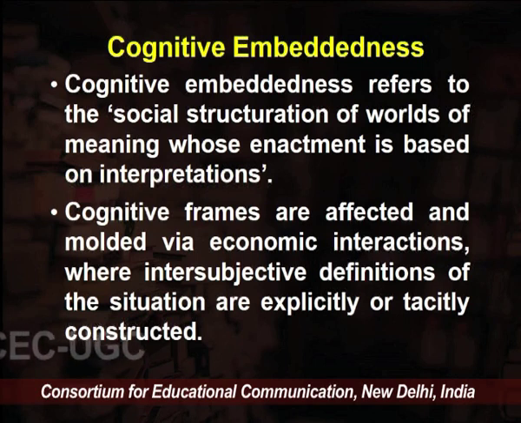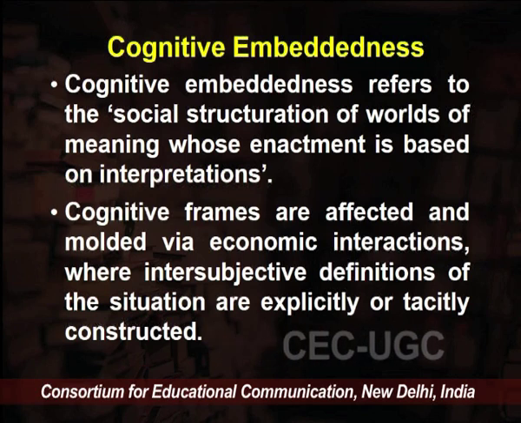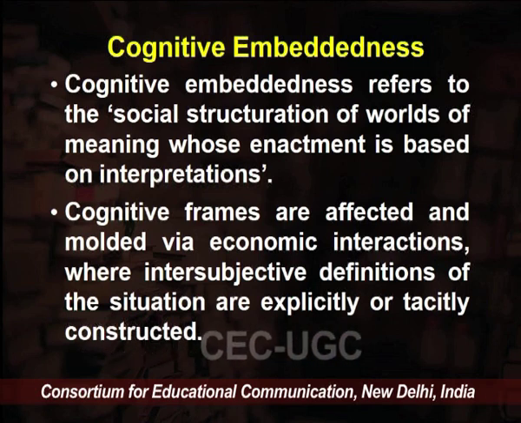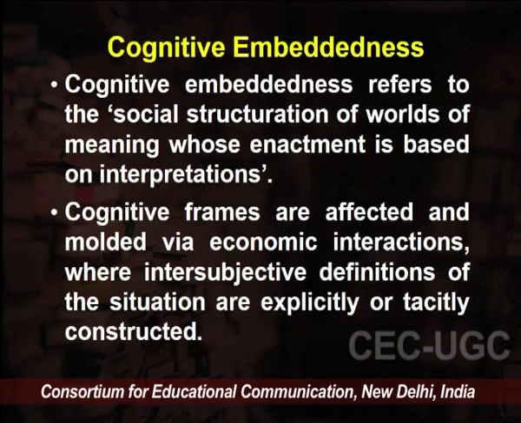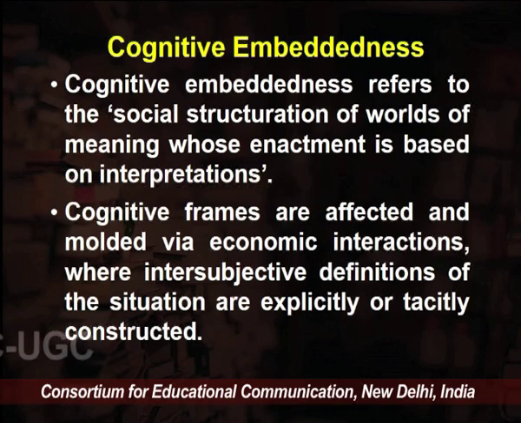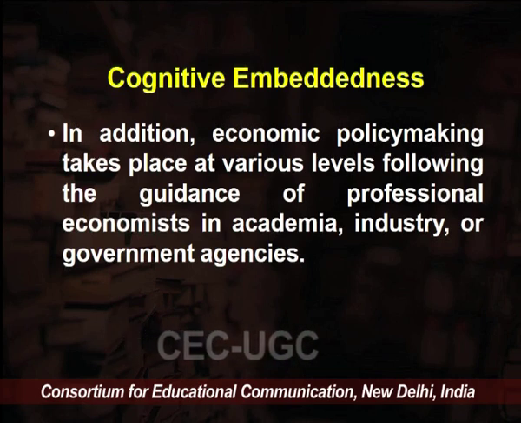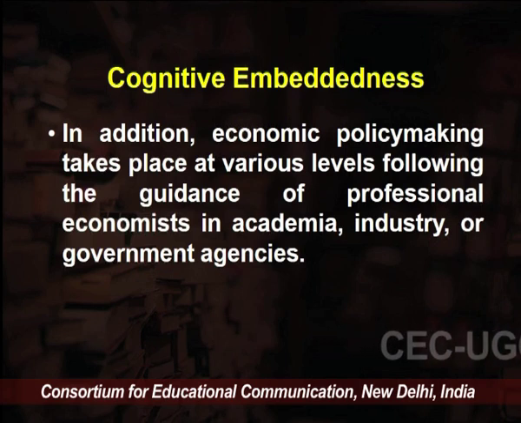The fourth is cognitive embeddedness. Cognitive embeddedness refers to the social structuration of the world of meaning whose enactment is based on interpretation. The cognitive frames are affected and molded via economic interactions where the intersubjective definitions of the situations are explicitly or tacitly constructed. In addition, economic policy making takes place at various levels following the guidance of professional economists in academia, industry, or government agency.